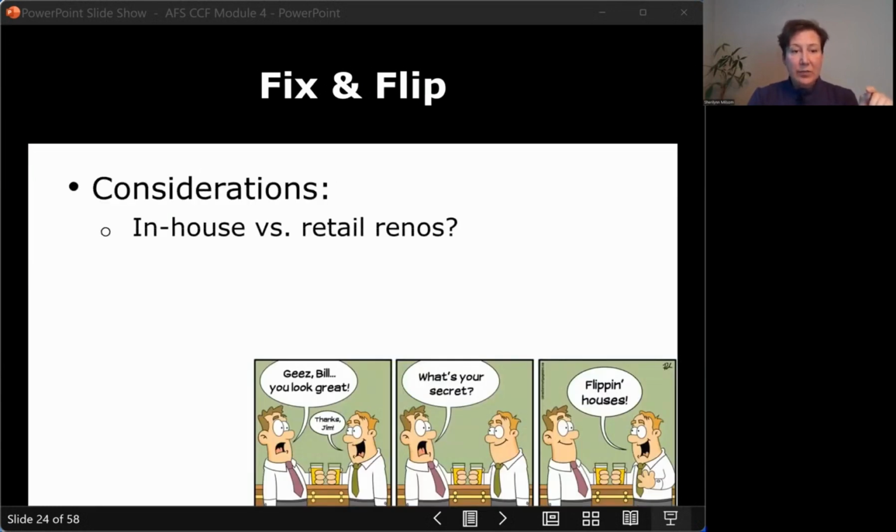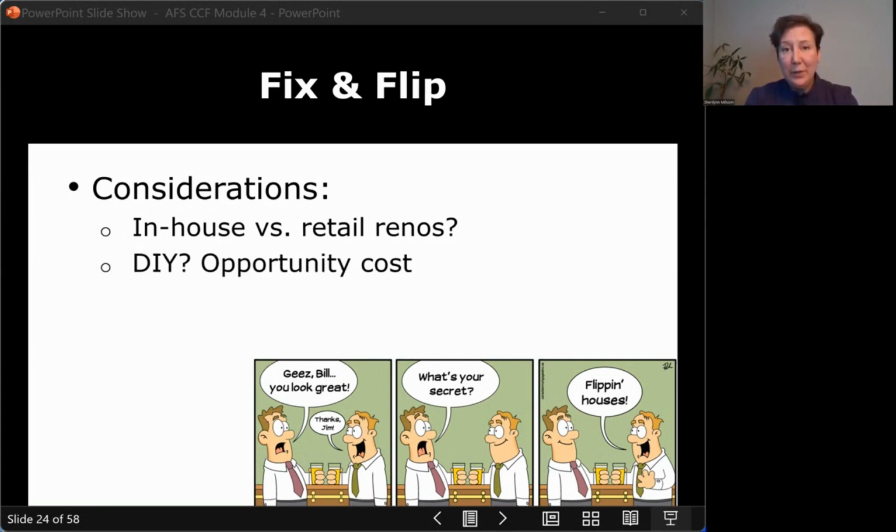Other considerations for fix and flips are your renovation contractors. In-house, or are you paying full retail? So if you are regularly doing flips and you accumulate a team of renovators, then your renovations are probably going to be a whole lot cheaper than if you're having to hire a general contractor with his team and pay full retail. So if you're going to do a lot of flips, you definitely want to consider getting an in-house team. You'll be able to have a bigger spread, more profit, and do more projects.